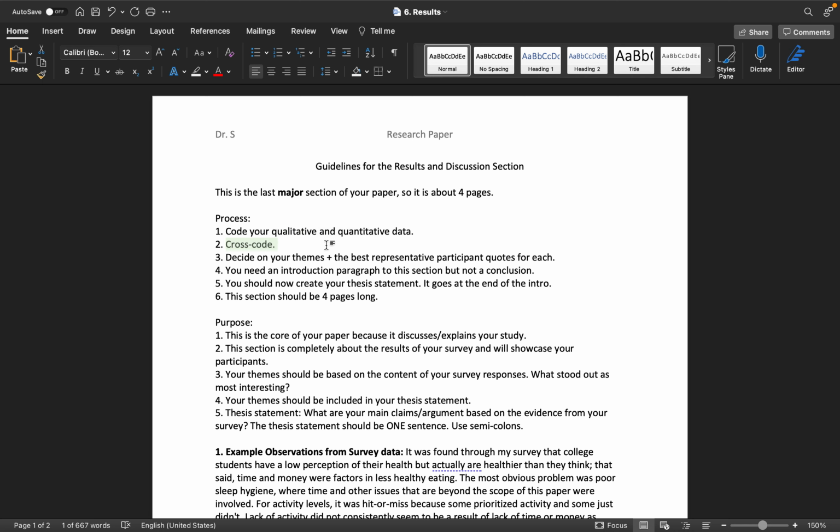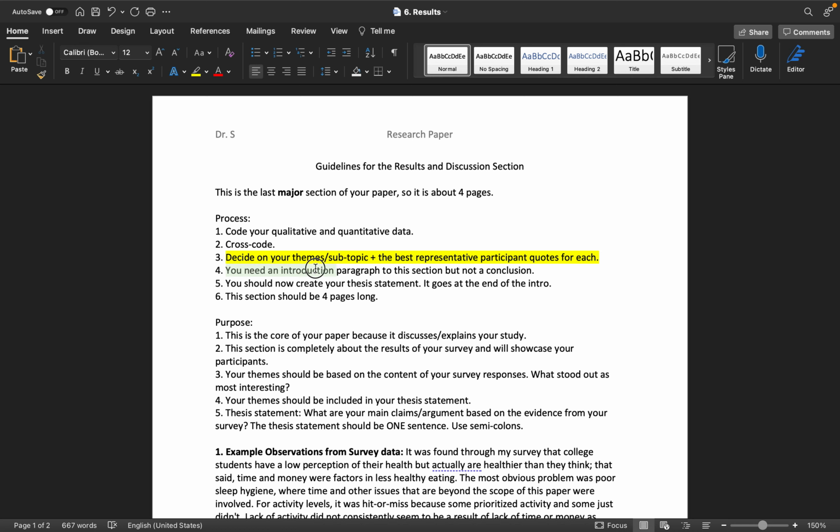You don't have to cross code, but if you do, that might give you more information that you can talk about. So you'll need to decide on your themes and the best representative participant quotes for each theme. You could say themes, you could call this subtopic if you want. And that's mainly what's going to be the content of your outline if you decide to do an outline first.